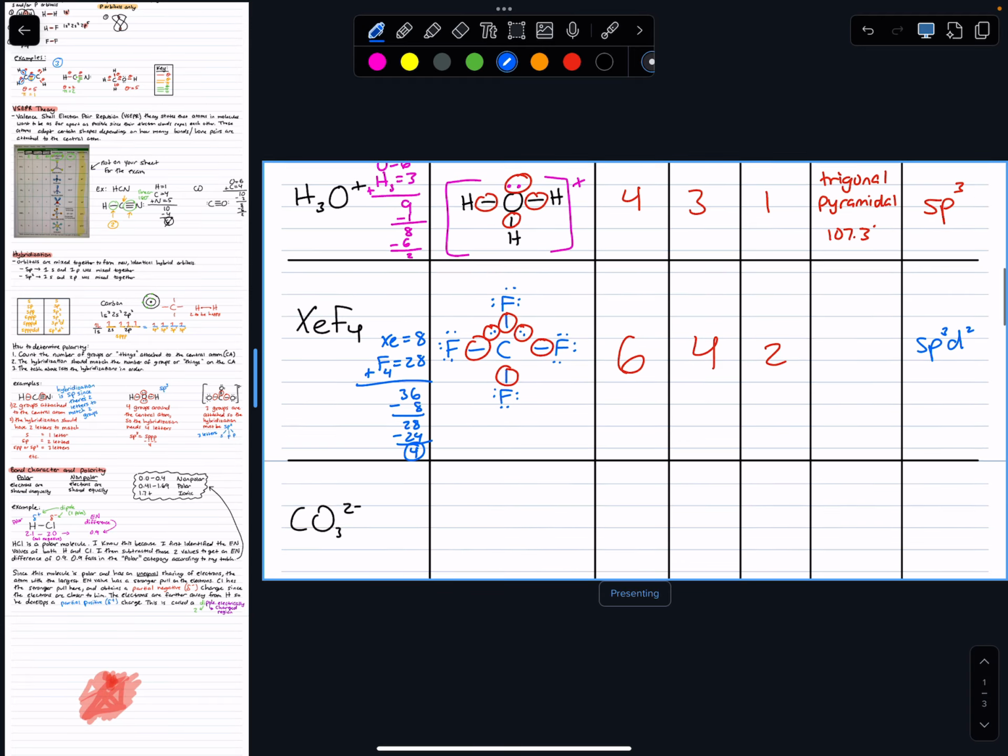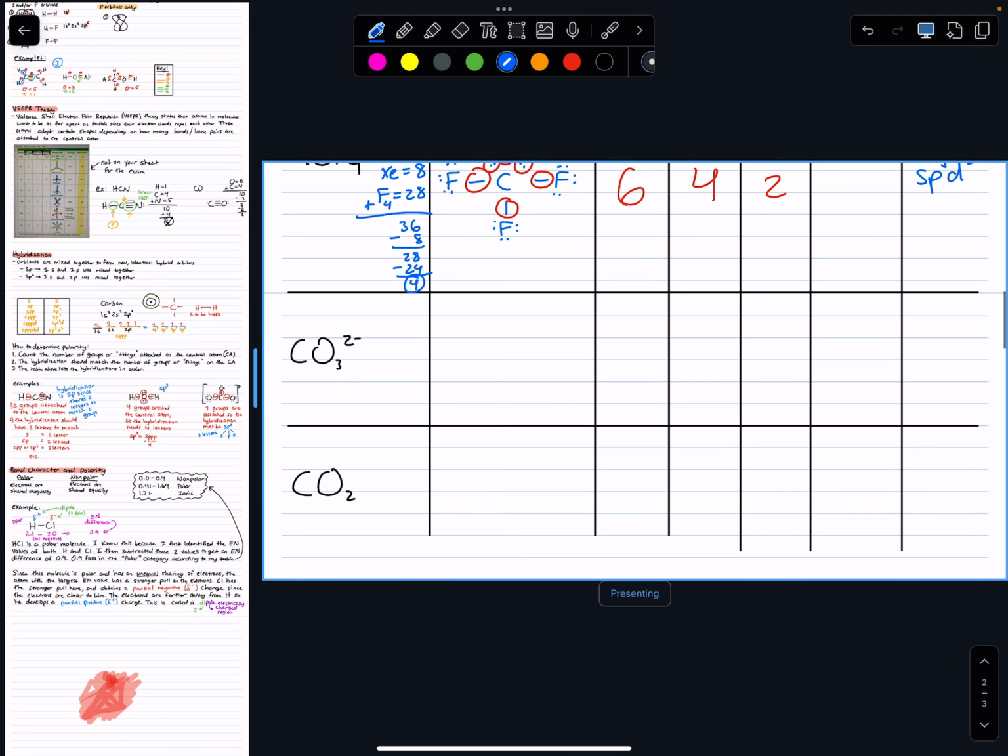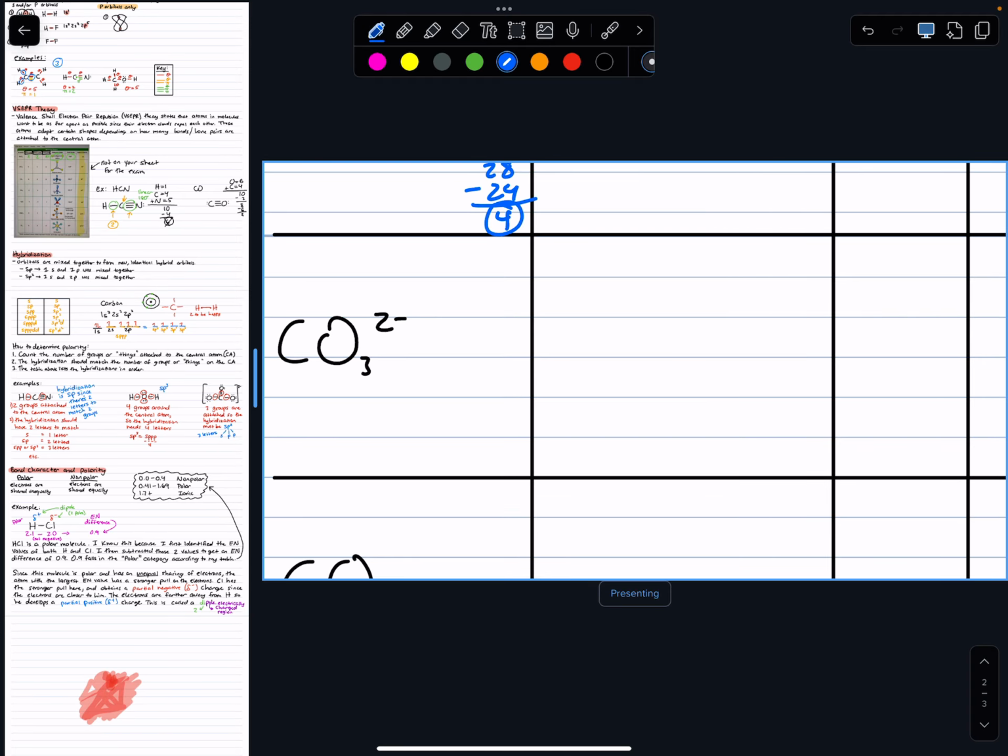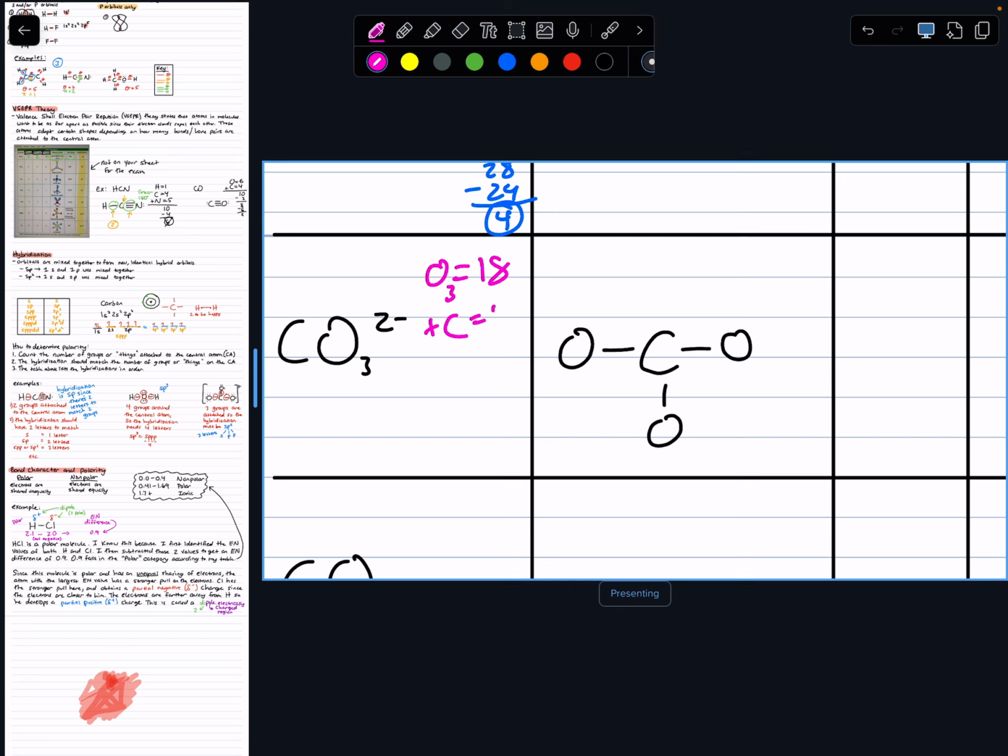Okay, CO3 2 minus. Central atom: carbon. What's around it? Oxygen, 3 oxygens. So oxygen has 6 each, 3 times 6 is 18, plus the carbon is 4, that's 22.